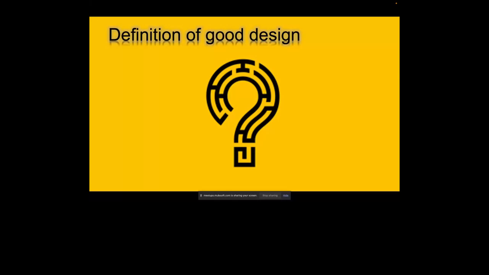Now, after taking the process, taking the goals, what do you think is a definition of a good design? Anyone here, now after these slides, now they have grasped that, now they can say confidently what is a good design. A one word answer can suffice. Anyone?